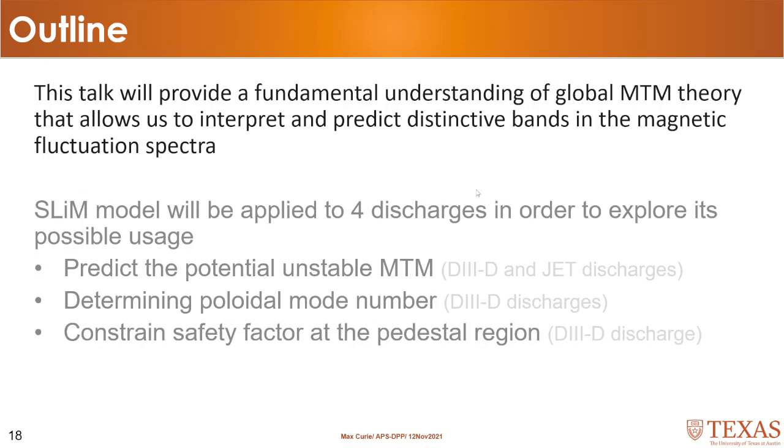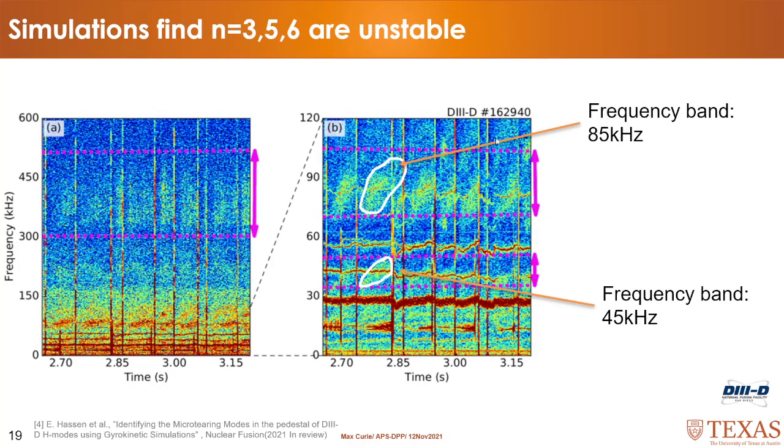So now we're familiar with the SLiM model. We are going to apply such model to 4 discharges in order to explore the usage. We'll use the model to predict unstable microtearing mode, determine the poloidal mode number, and constrain the safety factor at the pedestal region. Let's study the first discharge, a D3D discharge.